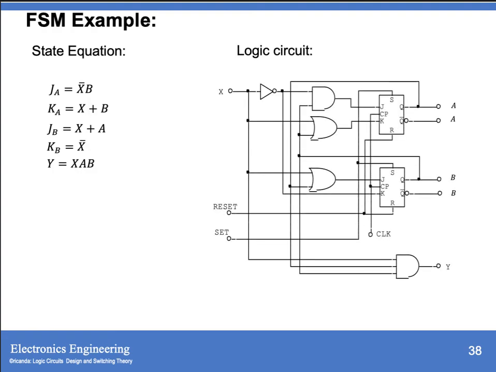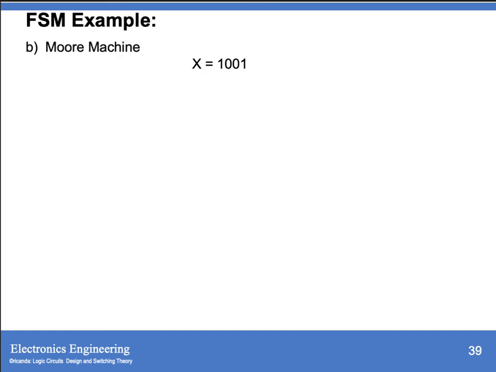So therefore, your circuit, so your input X is connected to your output. For a Mealy machine, your sequence is 1, 0, 0, 1.